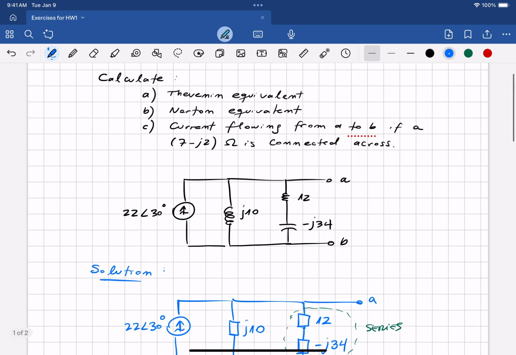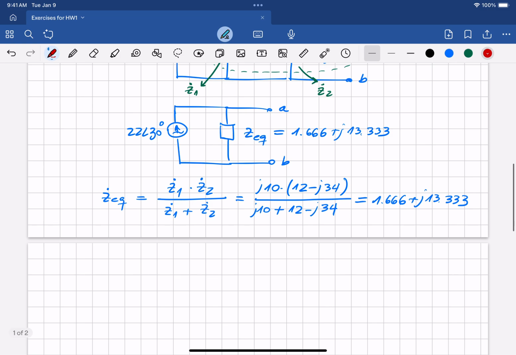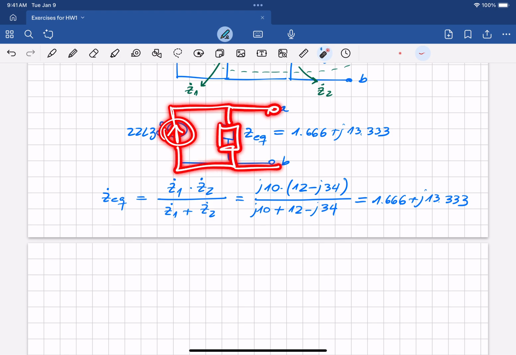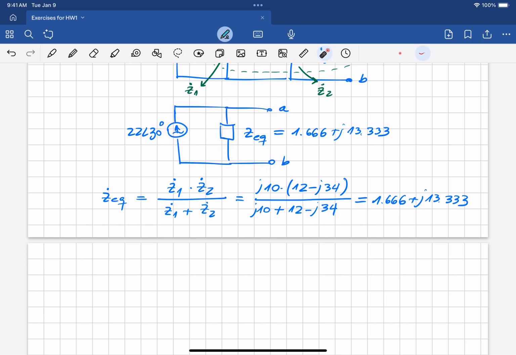And without thinking about it, I think we got the Norton equivalent. We got this one. That's already the Norton equivalent, right? A Norton equivalent is essentially a current source connected with an impedance in parallel. And that's it. So this circuit is actually the Norton equivalent, where this is what we call the Norton current, and this one would be what we call the Norton impedance.